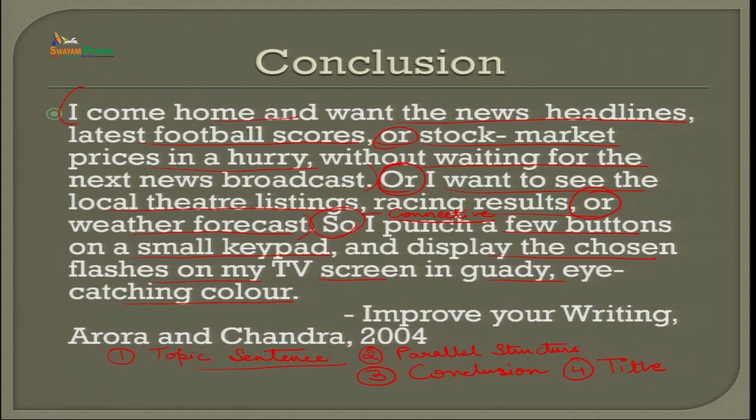sentence in this. In this the topic sentence is talking about the activity. What does he want? I come home and want the news headlines. So, this is the topic sentence. For which what did you do? You wanted to know about the latest football scores or stock market prices in a hurry without waiting for the next news broadcast. Then what is the conclusion? So, conclusion is this one. So, I punch a few buttons on a small keypad and display the chosen flashes on my TV screen in a gaudy eye-catching color. Then title.